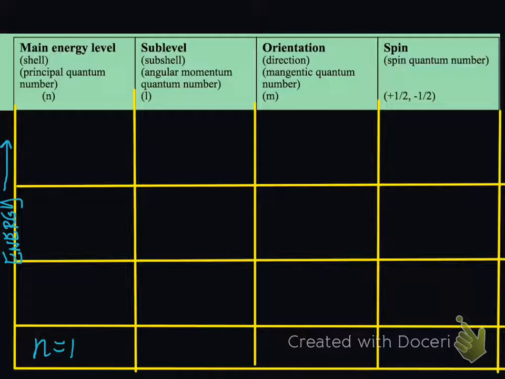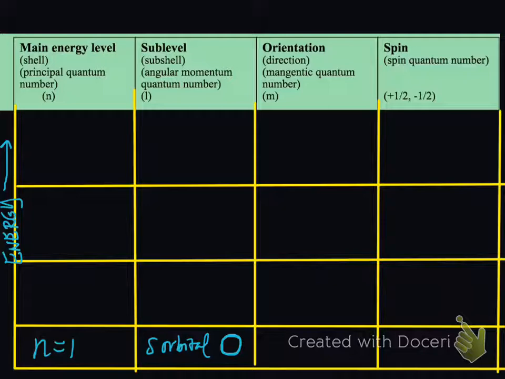So, for main energy level, sometimes called shell 1, n equals 1, there's only one shape that exists on n equals 1. It's called an s orbital. You can think of s as standing for sphere, because s orbitals are basically spherical. Every single level is going to have an s orbital, but that's all that exists on the first main energy level.